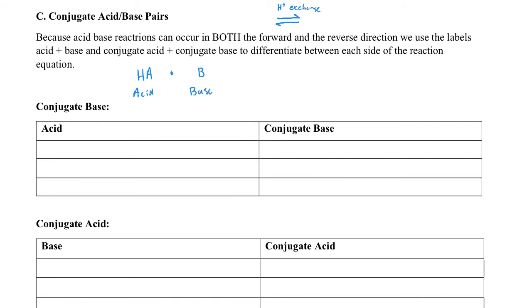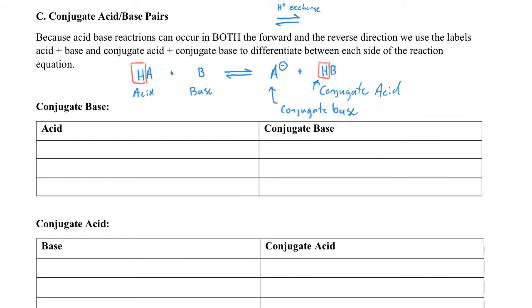So we'll read through this. Because acid-base reactions can occur in both the forward and reverse direction, we use the labels acid plus base and conjugate acid plus conjugate base to differentiate between each side of the reaction equation. As you can see here, I'm drawing an overview of this idea using a generic acid, which we're calling HA, and a generic base called B on the left. Now, when these two undergo a reaction, the proton that I put in red on the acid is exchanged. It's donated to B. And that's in the forward direction.